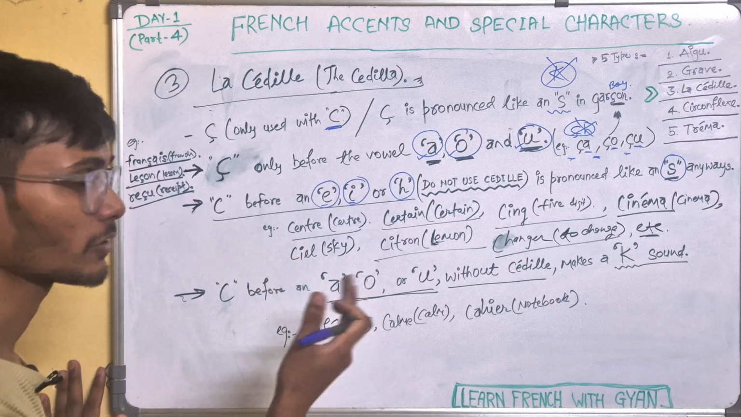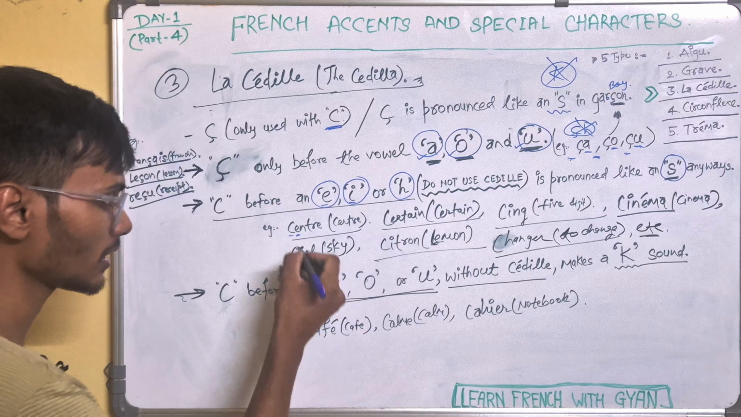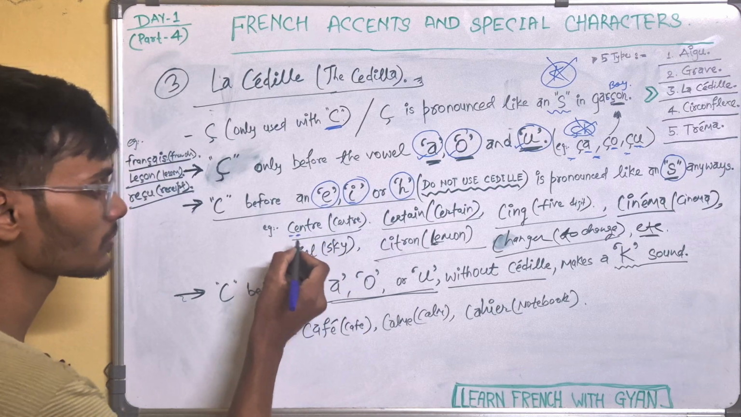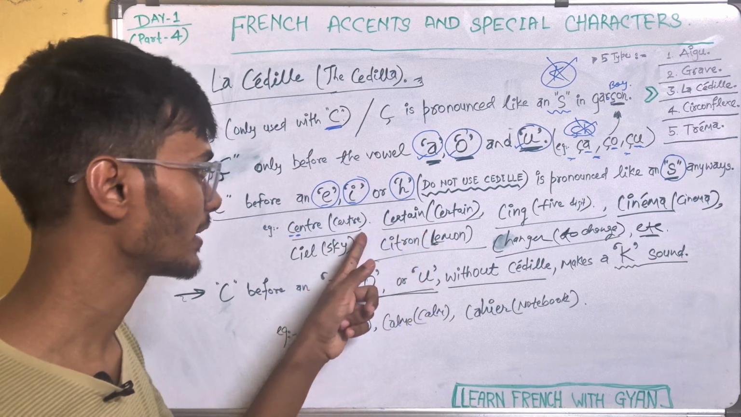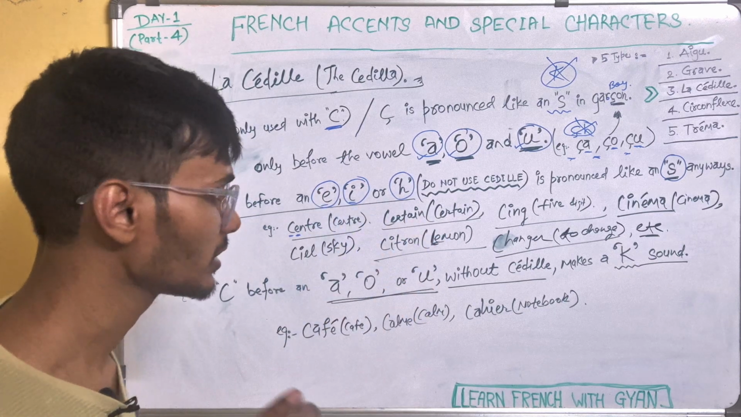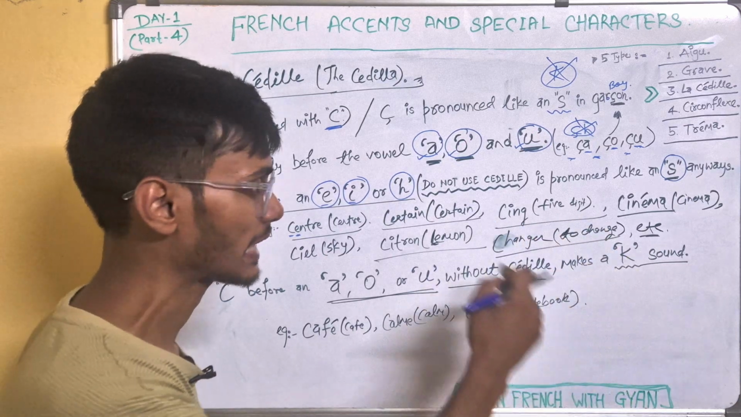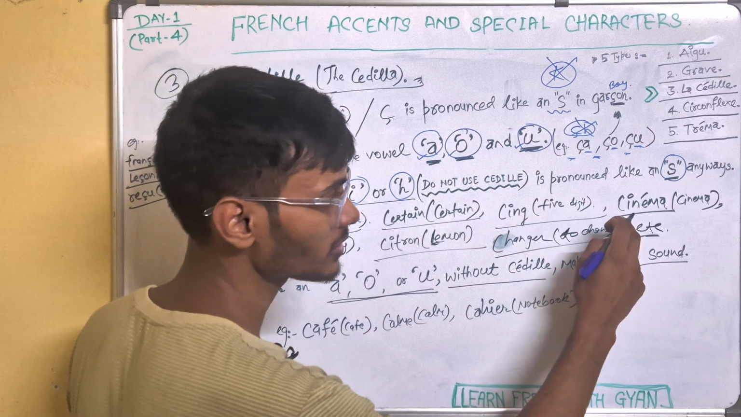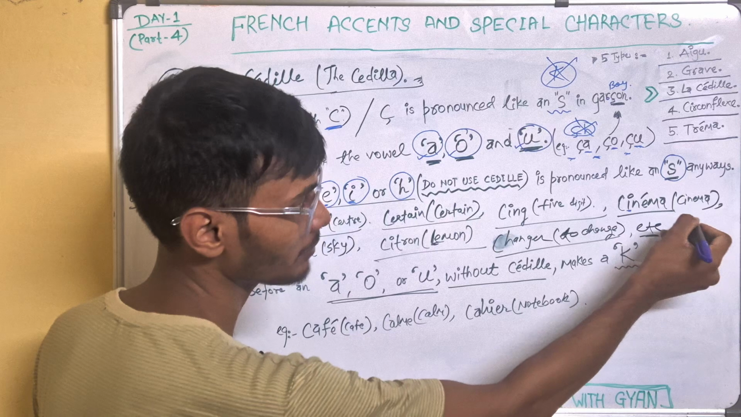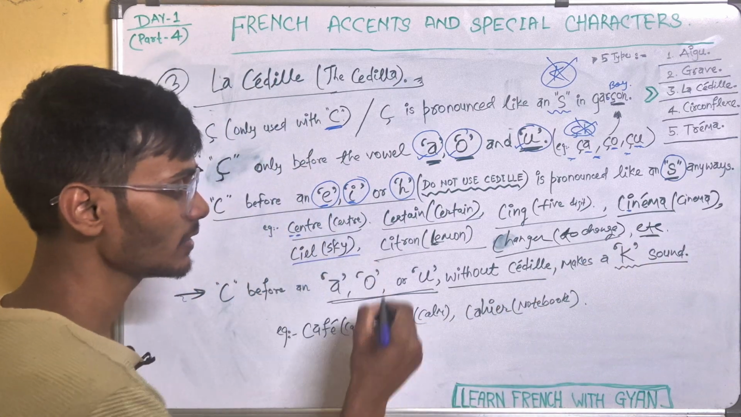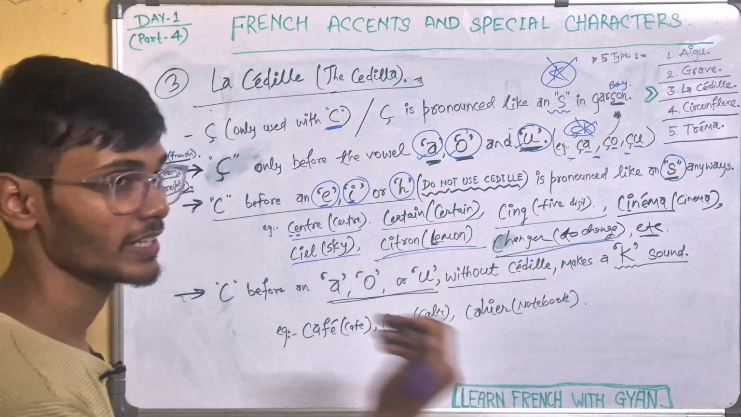Let's take a few examples where c is followed by these letters. Centre, so the s sound is coming there. Certain means certain. Centre means center. Certain. So the s sound is there rather than the k sound. Cinq means five. Cinq. The s sound is still there without the cédille. I is here, as we have seen in the rule. E is there, i is there. Cinéma. Ciel means sky. Citron means lemon. Chance, I have added an example for h. Chance. The s sound is there.